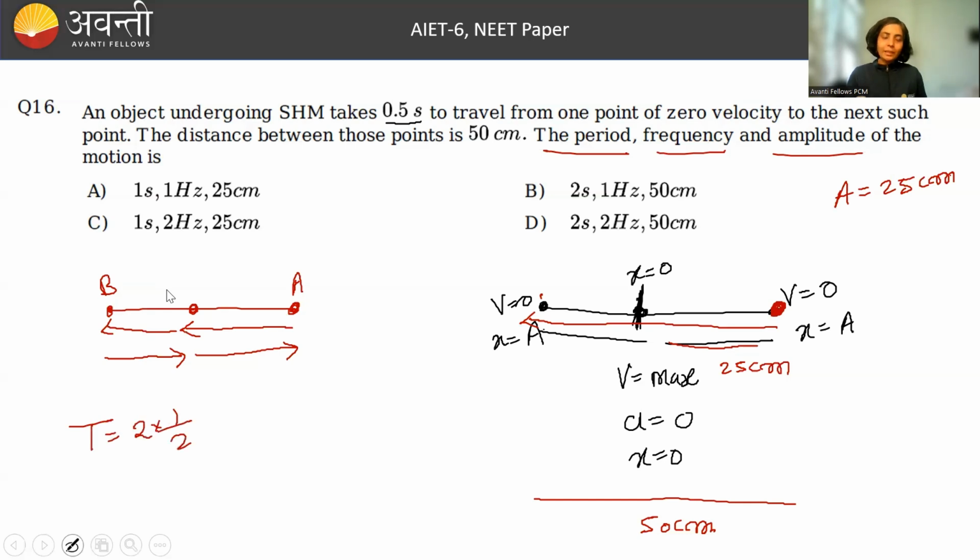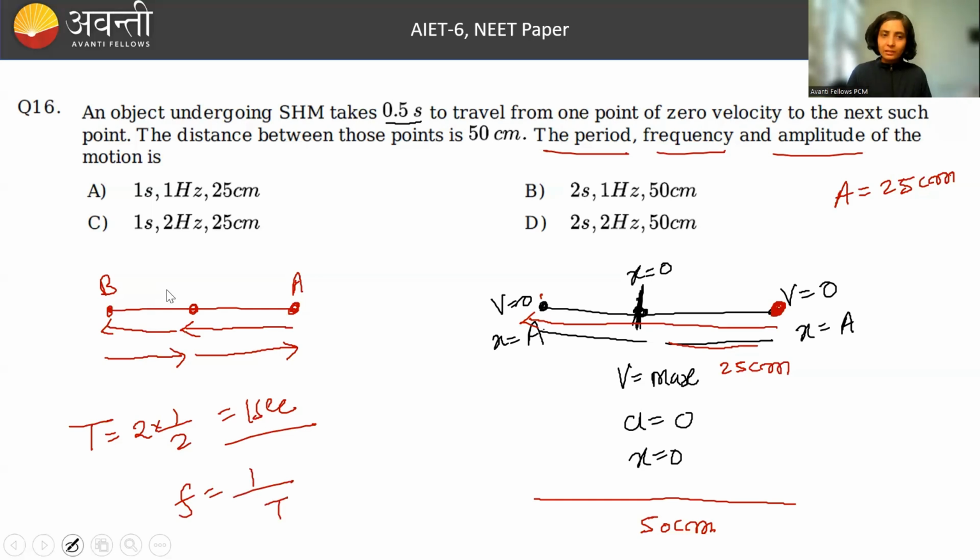Because half a second is taken traveling from A to B, and traveling back to A will take another half second, that constitutes the time period. So 2 into half, the answer will be how much? 1 second. So the time period is 1 second. What is frequency? 1 by time period. So that will also become 1 hertz.